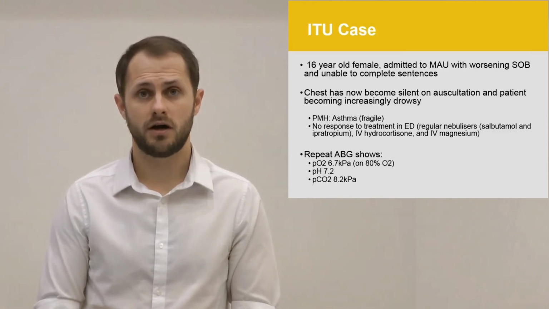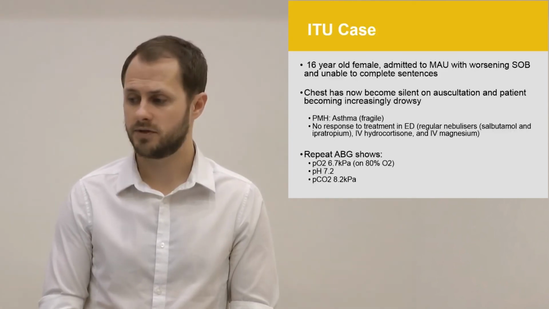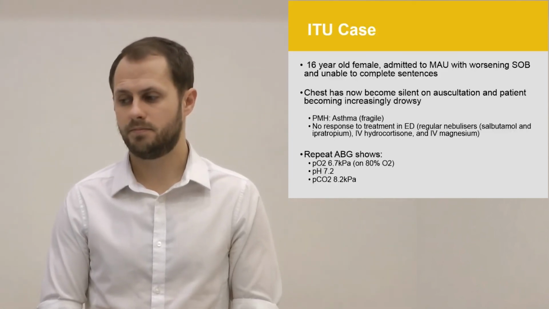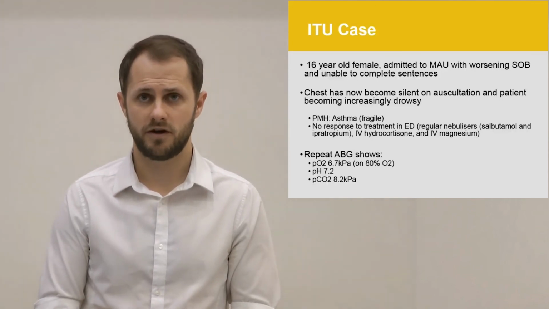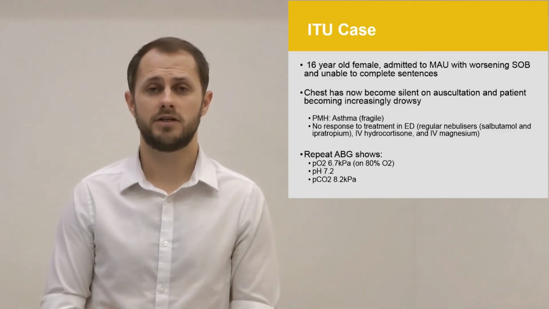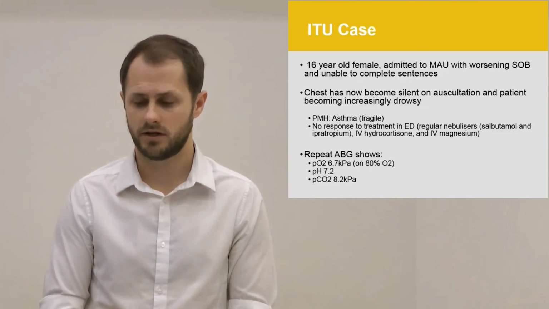You've done an ABG under assessment, which you should tell ITU, which shows a PaO2 of 6.7, a low pH and a raised PCO2 suggesting a type 2 respiratory failure. Your recommendation is that ITU come to see this patient urgently for possible intubation and ventilation.